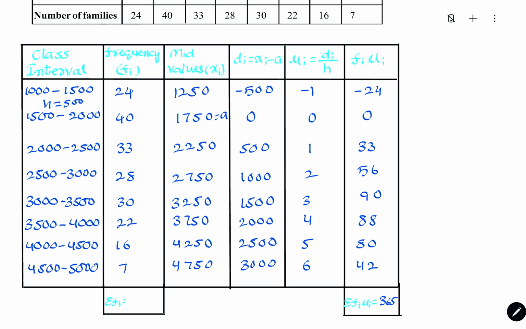In this question we need to find the mode value and mean value. First we will find the mode. To find the mode we observe the highest frequency. Here 40 is the highest frequency. This is the f1. So the class 1500 to 2000 has the highest frequency. So the modal class is 1500 to 2000. Now the lower limit of the modal class is L is equal to 1500.